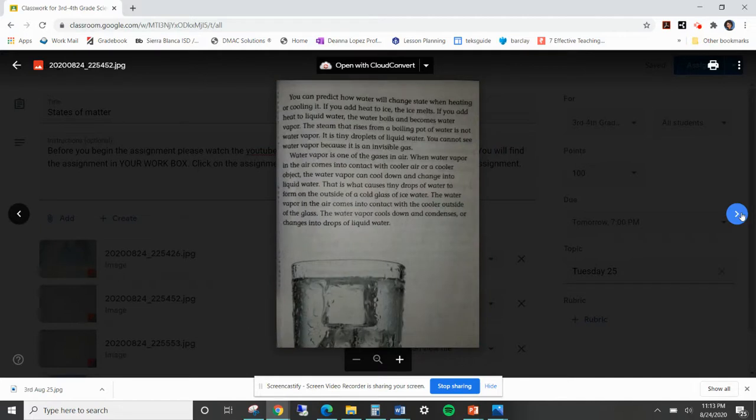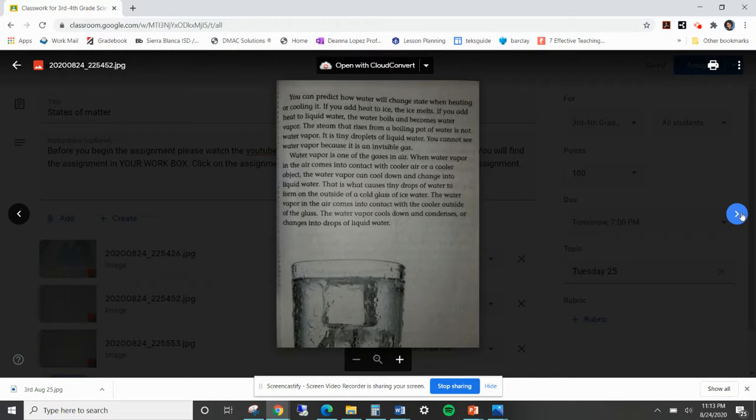You can predict how water will change state when heating or cooling. If you add heat to ice, the ice melts. If you add heat to liquid water, the water boils and the water becomes a vapor. The steam that rises from a boiling pot of water is not water vapor. It is tiny droplets of liquid water. You cannot see water vapor because it is an invisible gas. Water vapor is one of the gases in air.